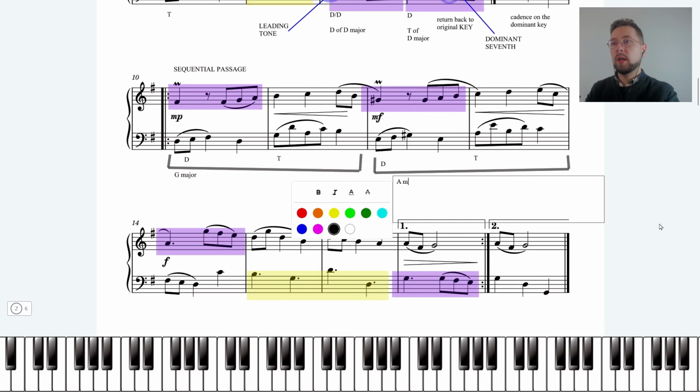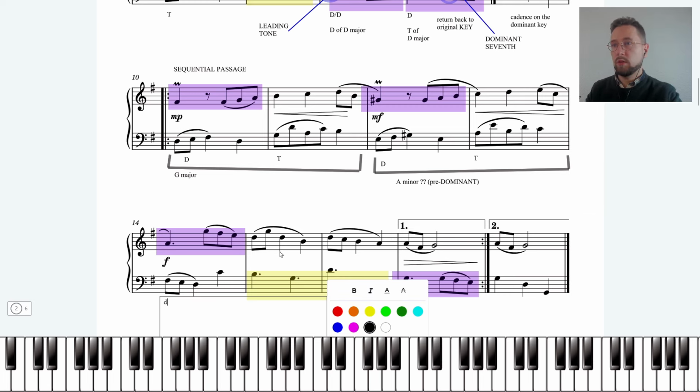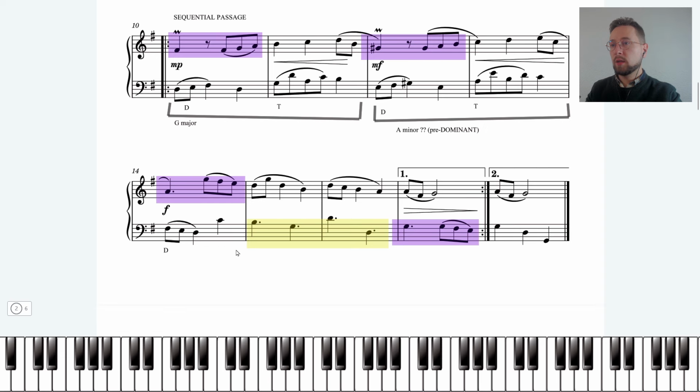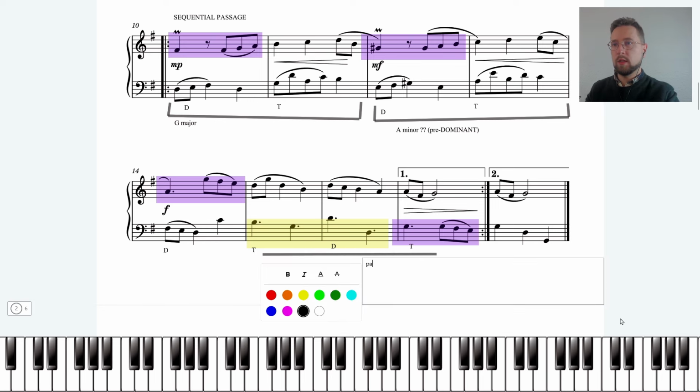And then here we have A minor. And what is A minor? It's the predominant function. It's being used as a predominant because after that we can see a good feature of the dominant going to the tonic, again dominant, and then tonic. So that's basically the final cadence, which we can highlight here as a perfect authentic cadence. Right, so that's in G major.